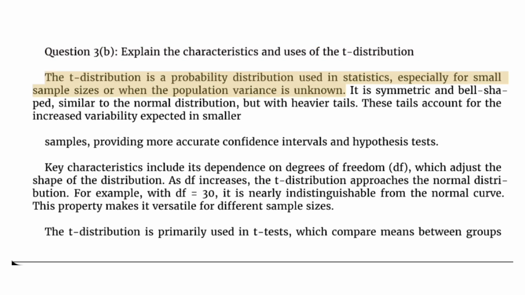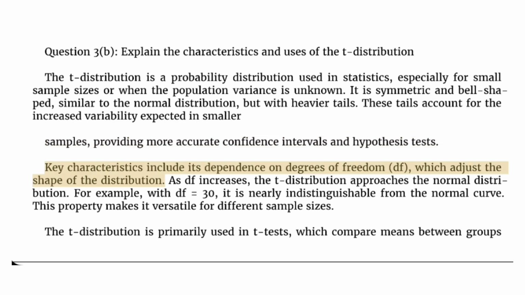The t-distribution is a probability distribution used in statistics, especially for small sample sizes or when the population variance is unknown. It is symmetric and bell-shaped, similar to the normal distribution, but with heavier tails. These tails account for the increased variability expected in smaller samples, providing more accurate confidence intervals and hypothesis tests.